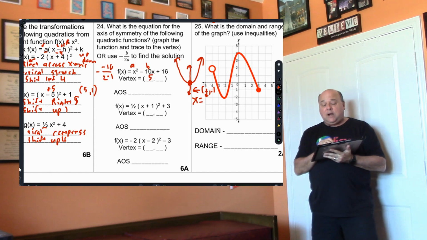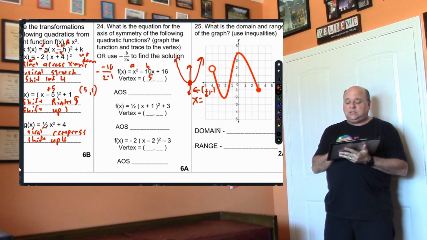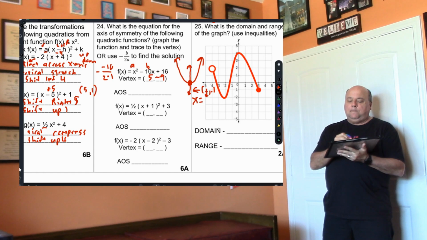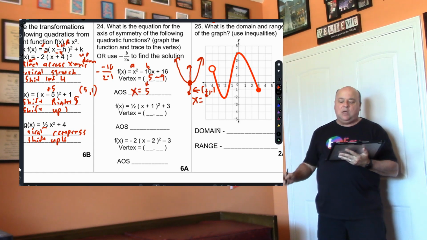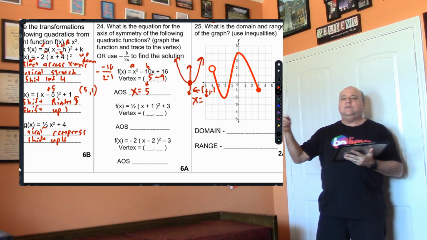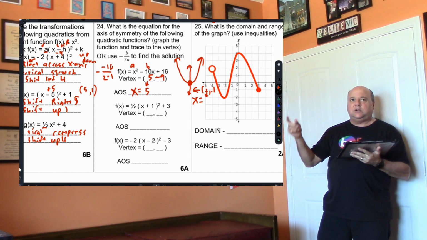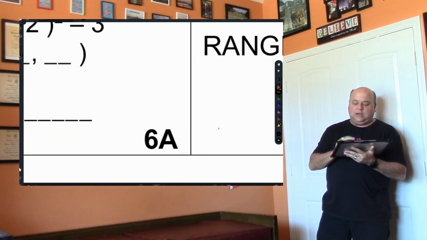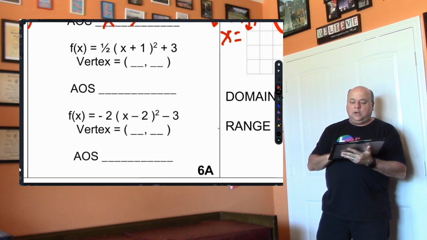And then if you were to graph this, 25 minus 50 is negative 25. It's going to be a negative 9. But this right here is going to be your axis of symmetry, x equals 5. All you got to do is get the vertex; the x of the vertex is your axis of symmetry. Look at the next problem.